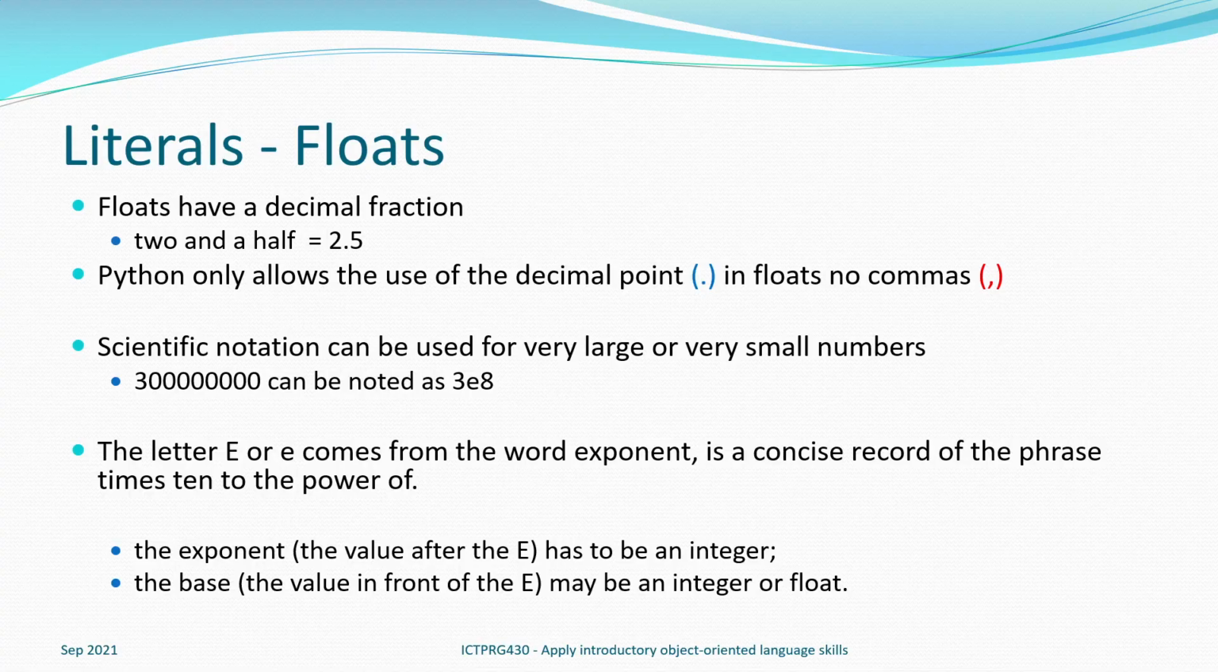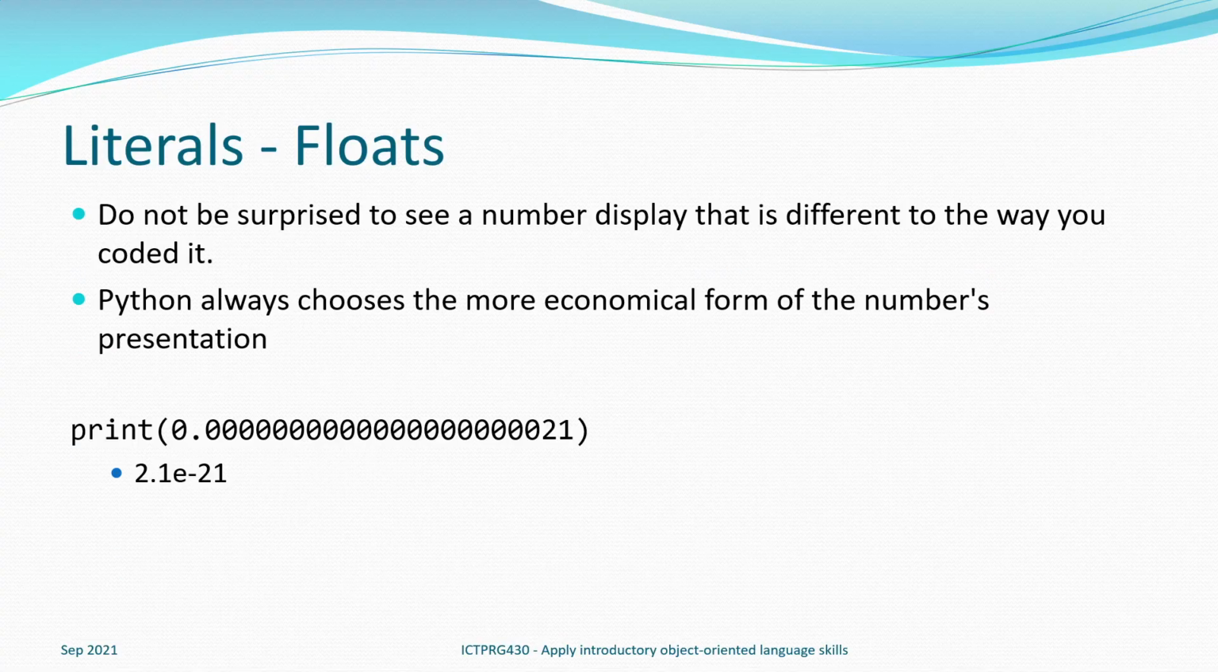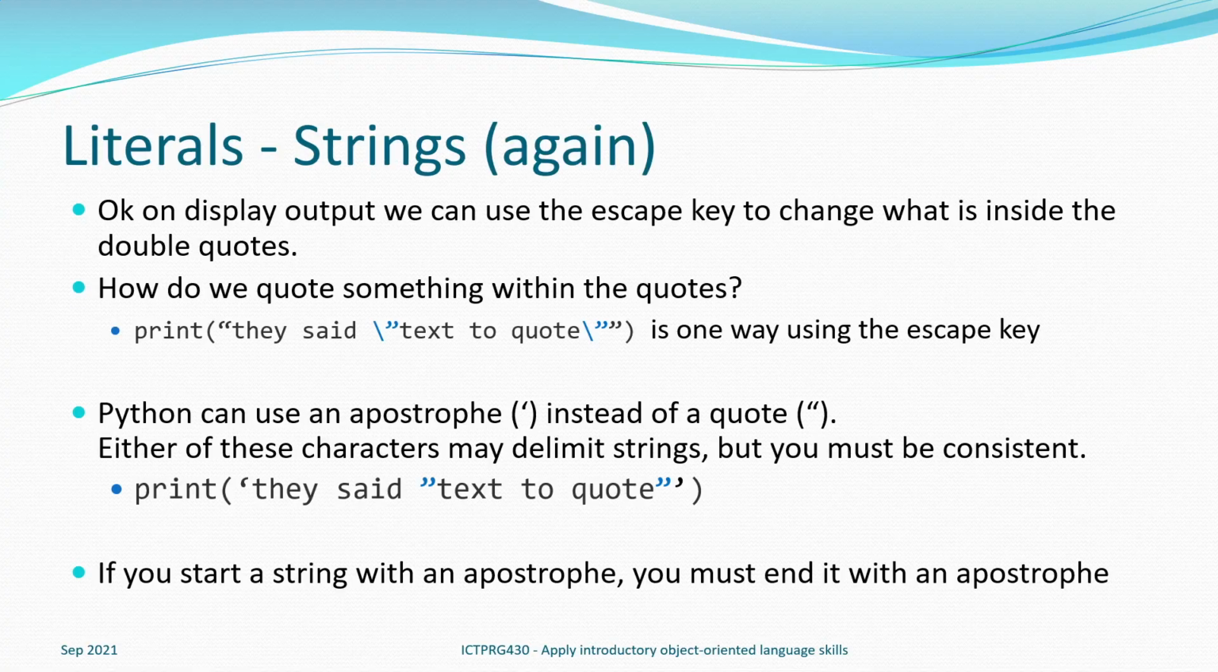If it's a positive number, it moves it to the right, so it adds zeros after the number in front of the E. If it's a negative number, it moves it to the left, as per this example. So here we have 2.1 E negative 21. That tells it to move the decimal point to the left 21 times. Just so you know what's going on when you see it displayed.